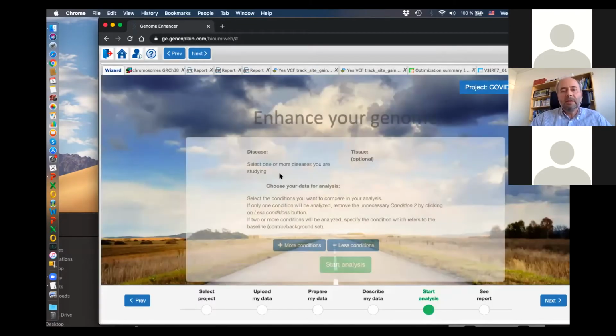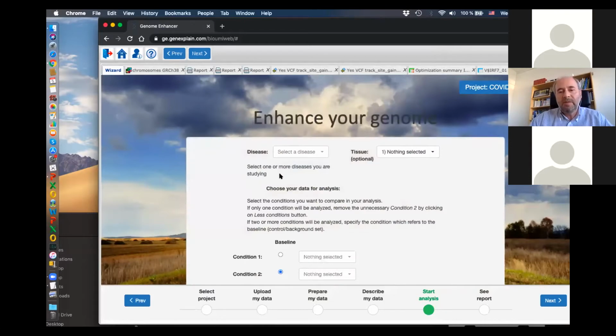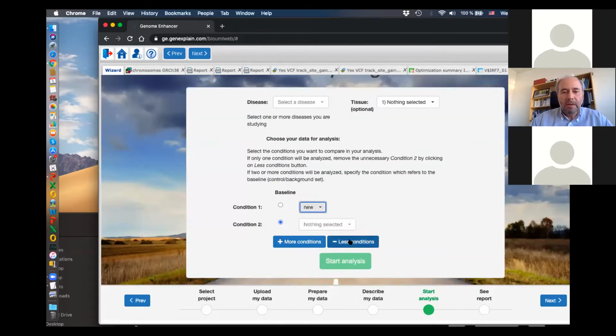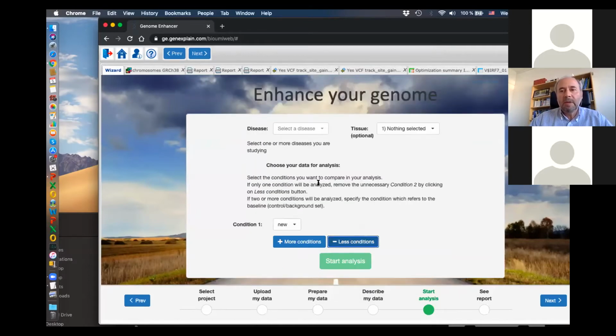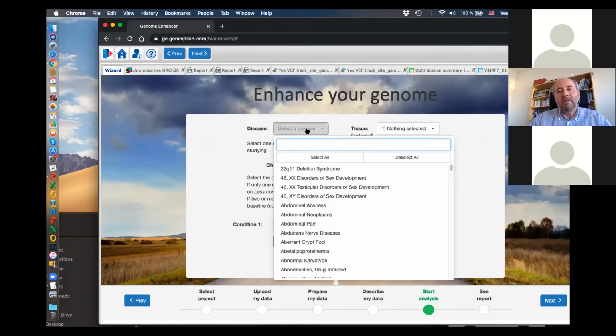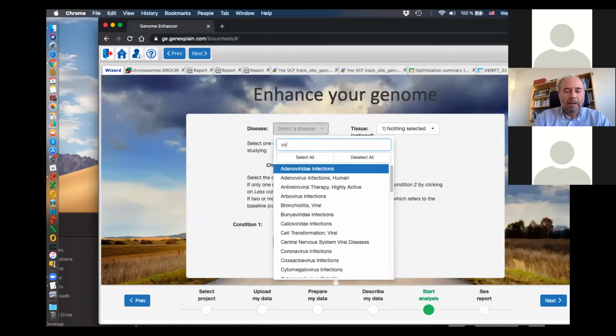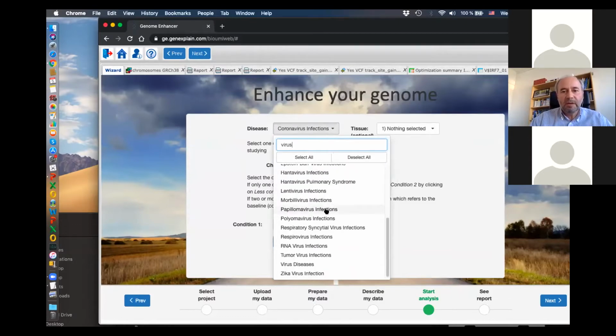The only thing we have to specify is what kind of category we are analyzing now. We just use one condition. In case we had several conditions, we could compare them, but here we have just one list of SNPs. Then we have to specify the disease we are interested in. Here we are, of course, interested in virus diseases, and here we have a coronavirus infection.